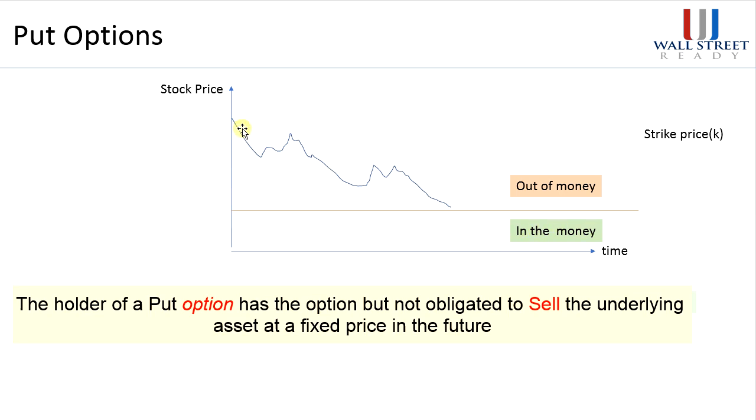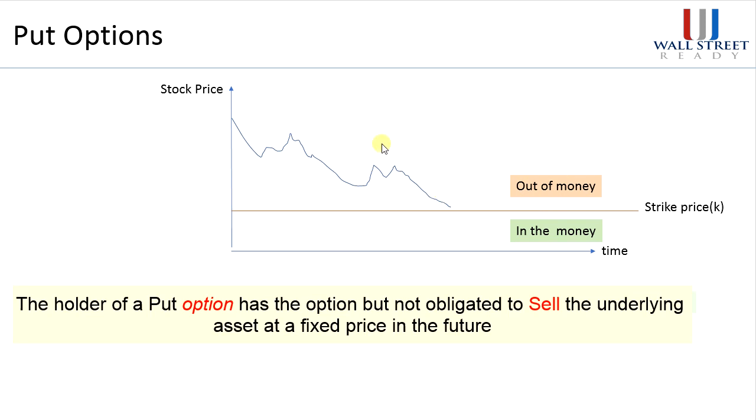So for a put option, if the underlying price is above the strike, this is when you are holding a put option. Let's assume you have a long position in a put option. This is the strike price. So for a put option, if the underlying doesn't go below the strike price, then we say the put option is out of the money. It's an out of the money option.